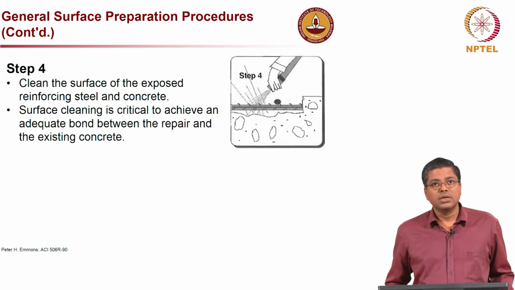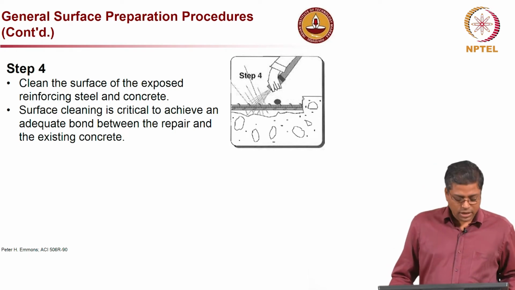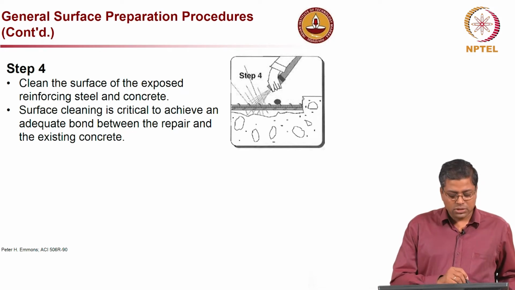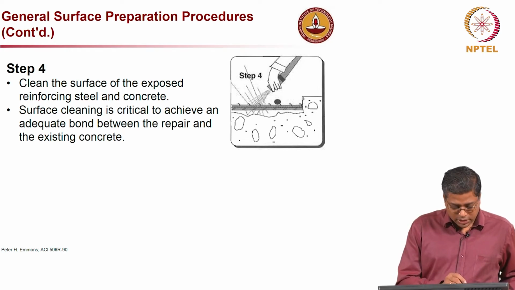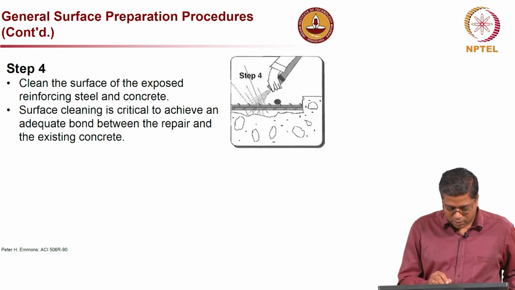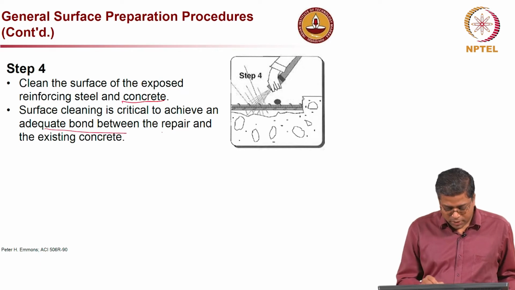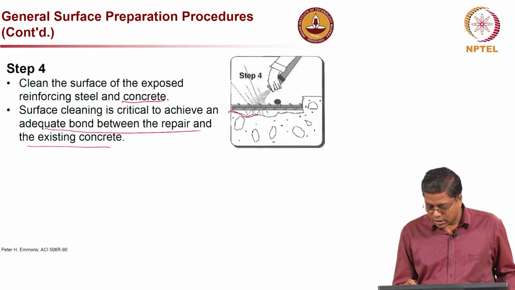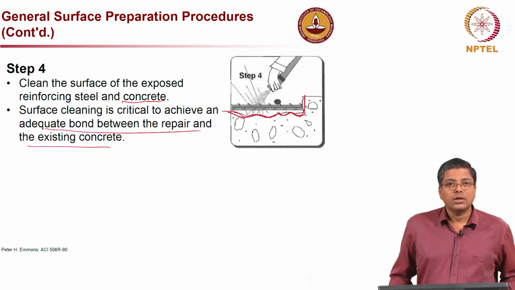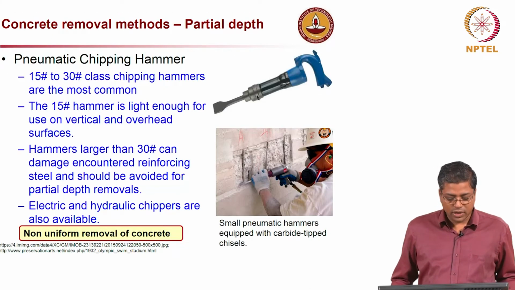Now, the next step, once you cut the concrete or once you define the region, is to clean the surface of the exposed reinforcing steel and concrete. Cleaning the surface of the steel and concrete, in this we will talk about concrete. Surface cleaning is very important when you talk about bond between the repair and the existing concrete substrate. So, the bond in this region is very important, and to achieve a very good bond, that surface should not have any loose material, it should be very well cleaned.